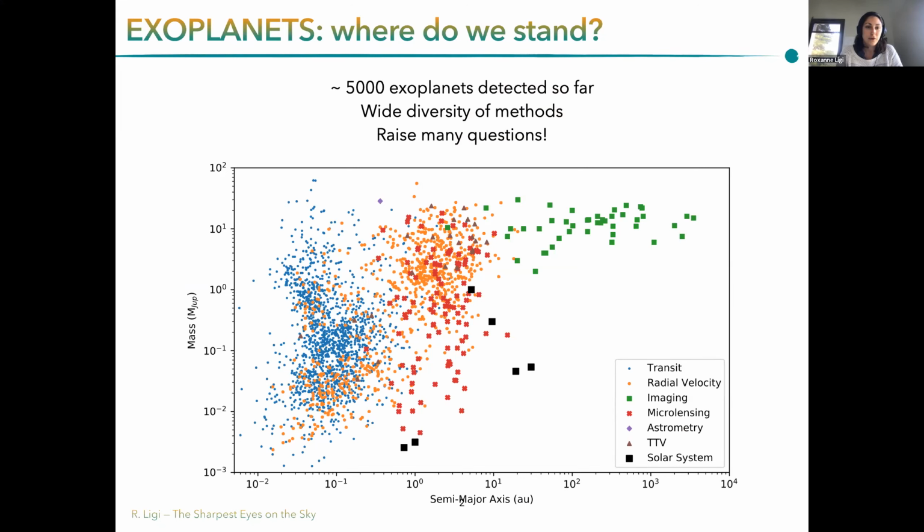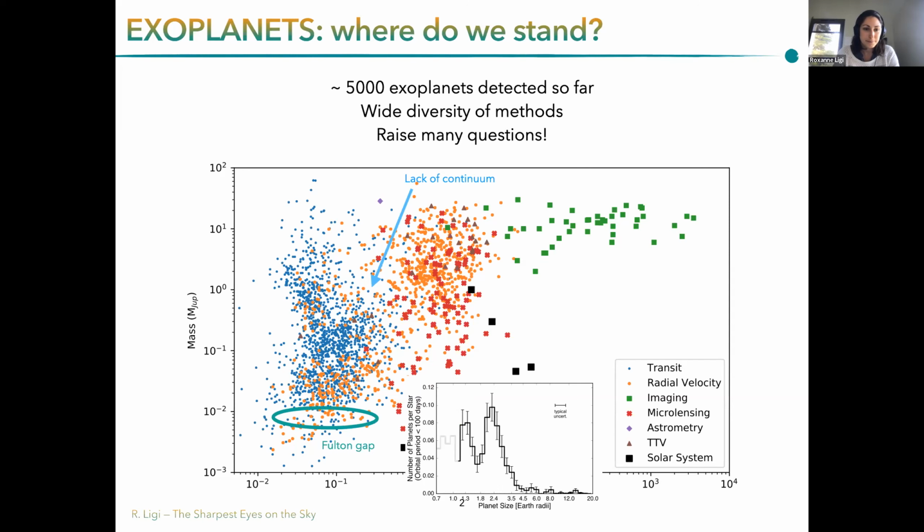You see on the figure all the detected exoplanets with their mass as a function of their semi-major axis. And you see that many were detected using the transit method, but also the radial velocity method. And there are also big exoplanets far away from the star that were detected using imaging. And with all this diversity of exoplanets, we can see that many features appear in this diagram. There is a lack of continuum on the part between the transit and the other methods used to detect exoplanets.